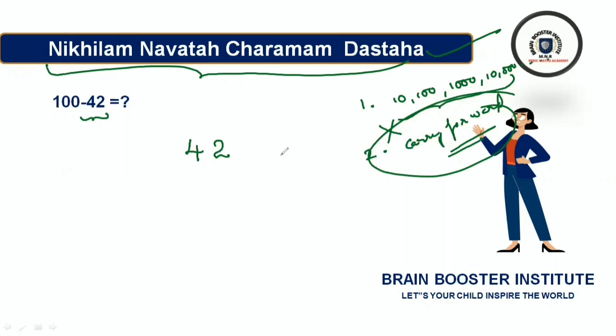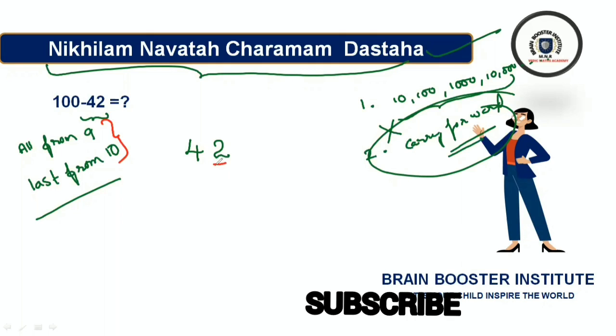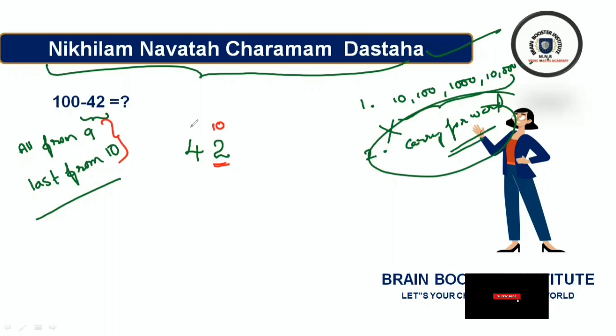Just now, let us go through the meaning of Nikilam Navatas Charamam Dastaha. What is Nikilam Navatas Charamam Dastaha? All from 9, last from 10. It's a very simple technique. The complete technique is included in the name of this technique itself: all from 9, last from 10. So the last number, which is the unit digit, should be subtracted from 10, and all the rest of the digits you need to subtract from 9. That's it. It's very simple.